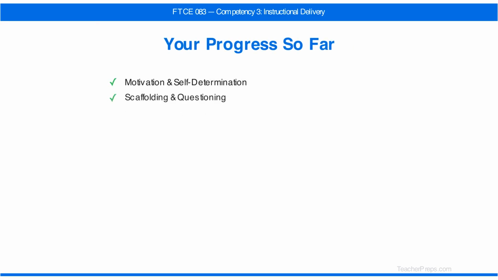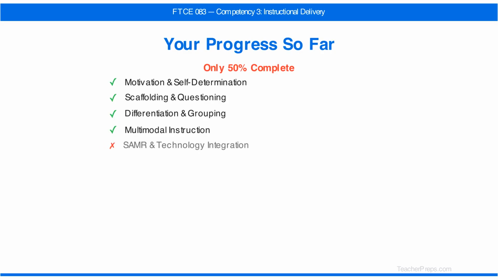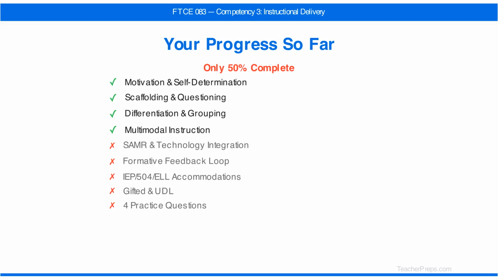Great work covering instructional delivery so far, motivation theory, scaffolding, questioning strategies, differentiation, and grouping. But you're only halfway through Competency 3. You still need to master technology integration with the SAMR model, formative feedback loops, accommodations for IEP, 504, and ELL students, gifted learners, universal design for learning, and 4 practice questions.